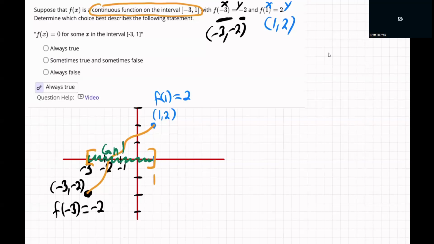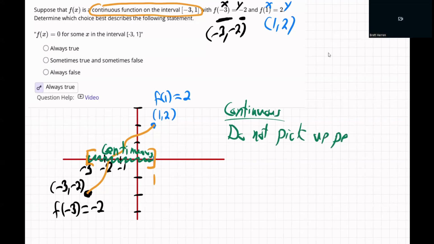It's continuous. What does continuous mean? Continuous means you can't pick up your pen when tracing the function, tracing the graph. So, in other words, you can't go like this and go, whoop, I'm going to jump over the x-axis. You can't do that. It's continuous. I mean, it has to continue. So somehow it has to go from down here to up there.